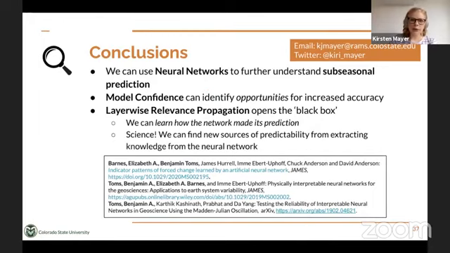But like I said at the beginning, this isn't just for subseasonal timescales or for atmospheric science. If you're doing any type of prediction that uses forecasts of opportunity, this could be a great tool where model confidence can identify these opportunities for increased accuracy, and layer-wise relevance propagation can open this black box that we consider a neural network. So we can learn how the network has made its prediction. And this allows us to do the science that we're interested in. We can find new sources of predictability from extracting knowledge from the actual neural network.